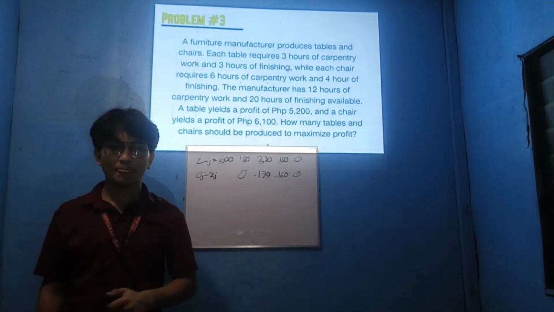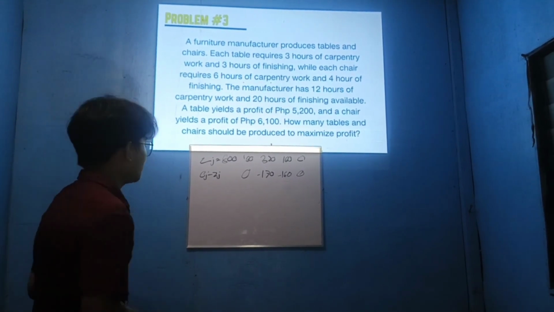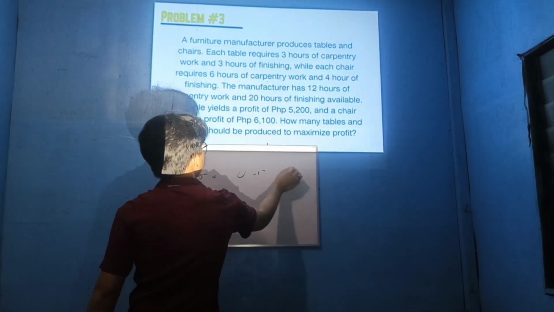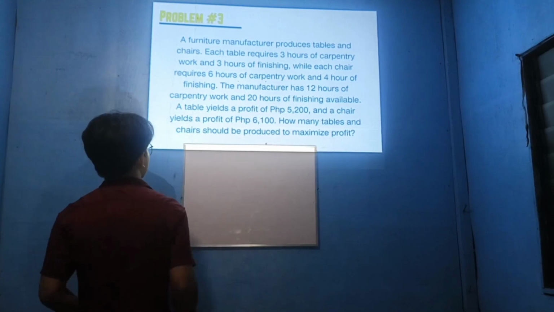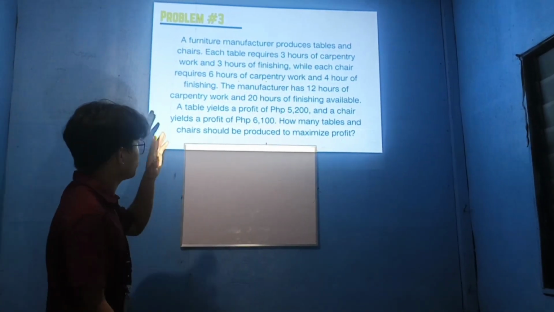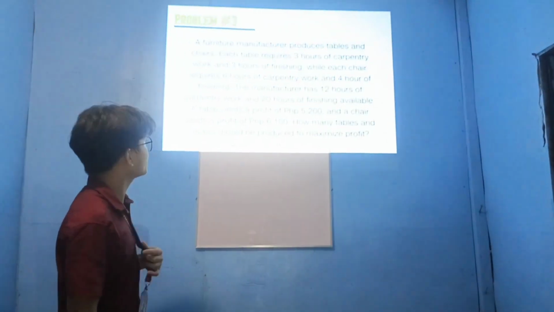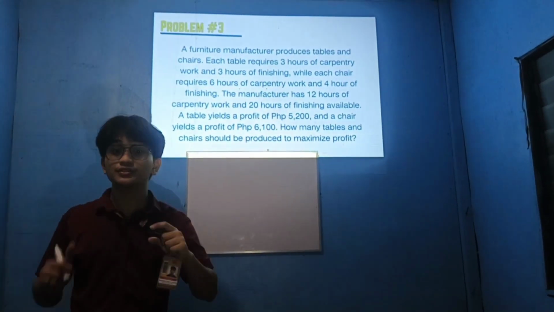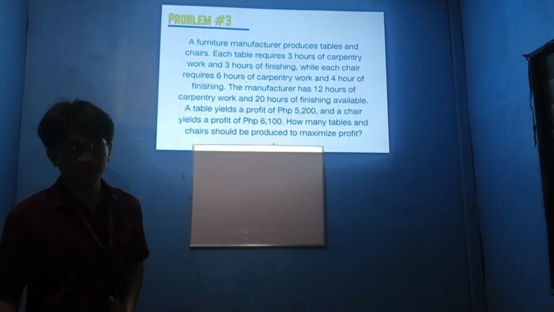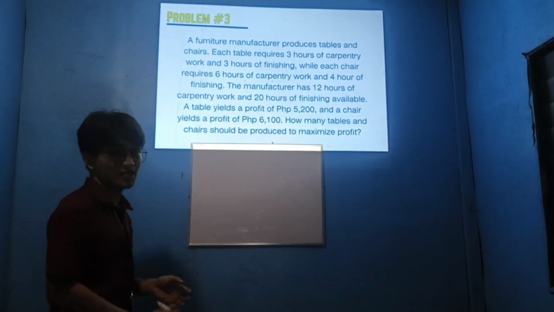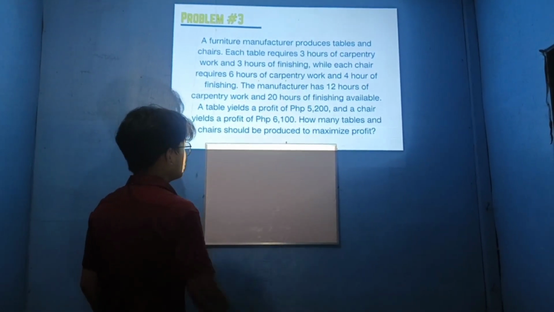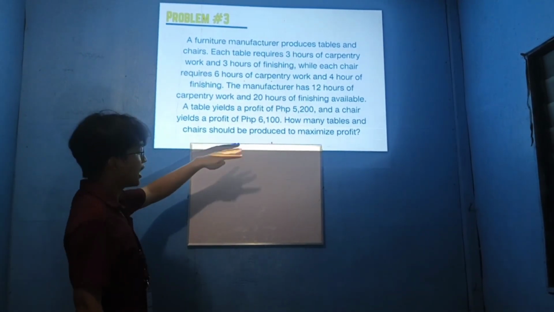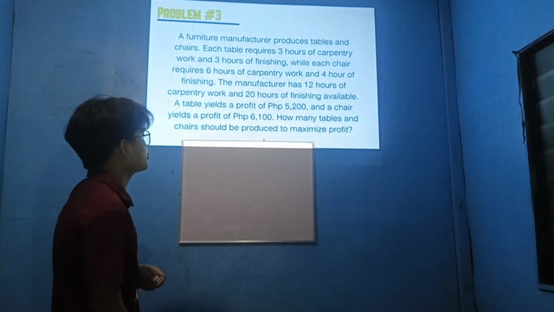For problem number 3, a furniture manufacturer produces tables and chairs. Each table requires 3 hours of carpentry work and 3 hours of finishing, while each chair requires 6 hours of carpentry work and 4 hours of finishing. The manufacturer has 12 hours of carpentry work and 20 hours of finishing available. A table yields a profit of 5,200 and a chair yields a profit of 6,100. Problem number 3 asks how many tables and chairs should be produced to maximize profit.